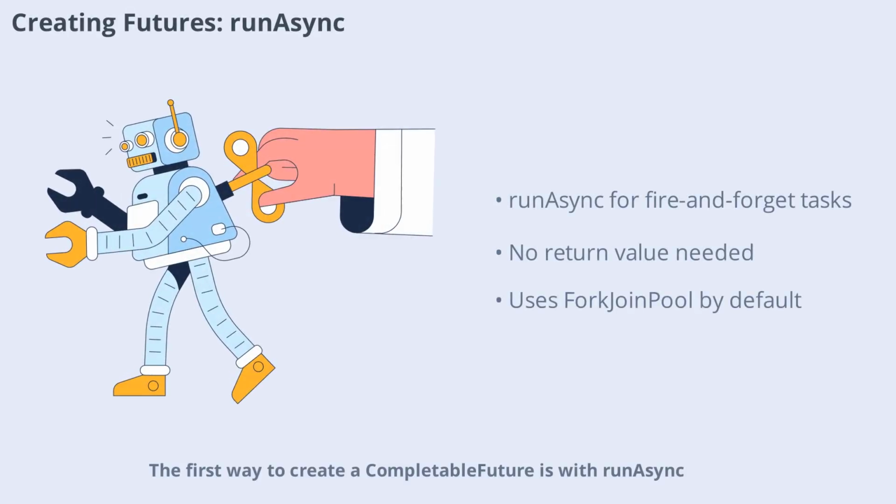The first way to create a CompletableFuture is with runAsync. This method is perfect when you want to run a task asynchronously but don't need a return value. For example, you might want to log an event or trigger a notification without waiting for a result.